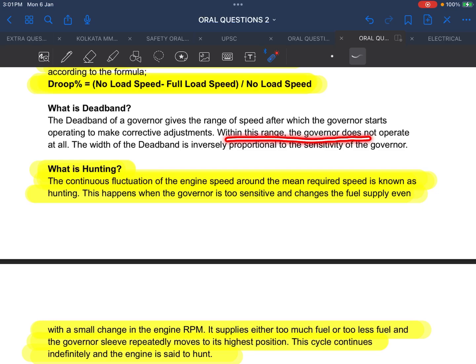Within this range the governor does not operate at all, and the width of the deadband is inversely proportional to the sensitivity of the governor. It means the more sensitivity there is, the smaller the deadband, because deadband is inversely proportional.